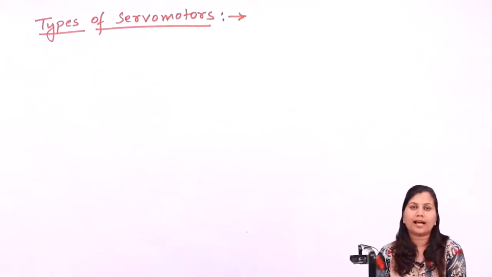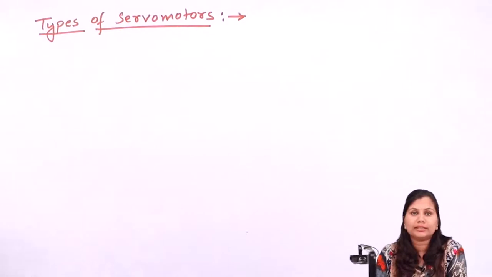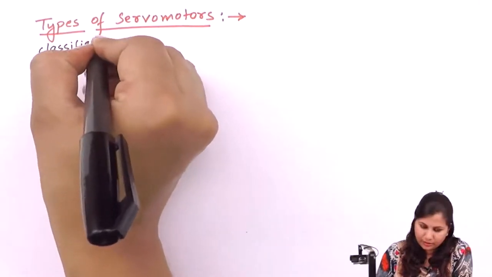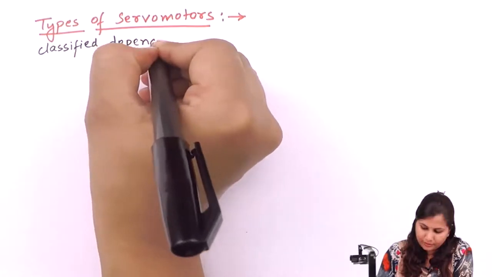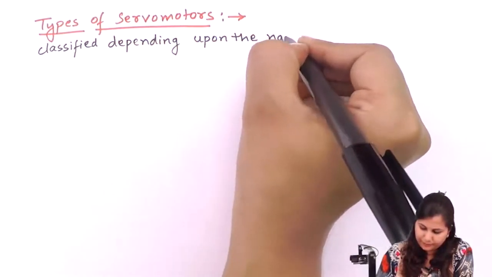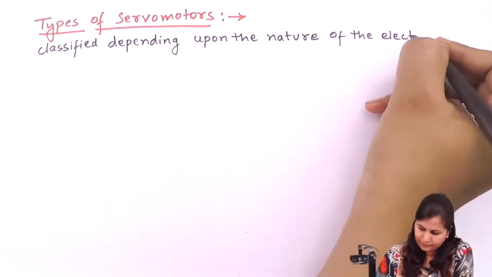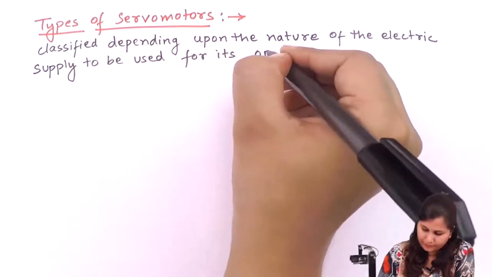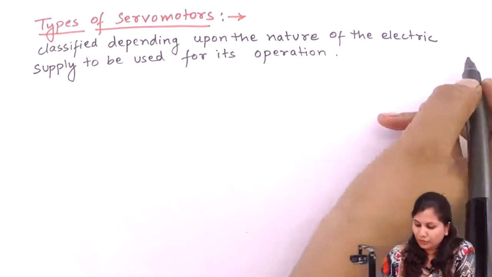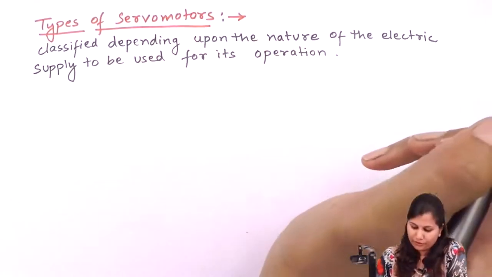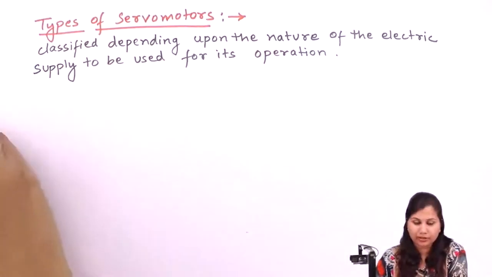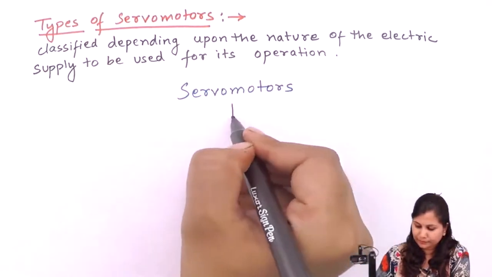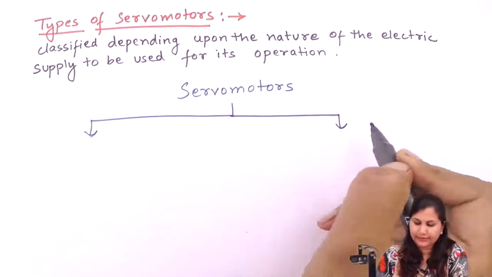Now the servo motors are classified depending upon the type of electrical supply which is given to them. So they are classified depending upon the nature of the electric supply which is used for their operation. According to this classification, the servo motors are classified into two types, AC and DC servo motors.